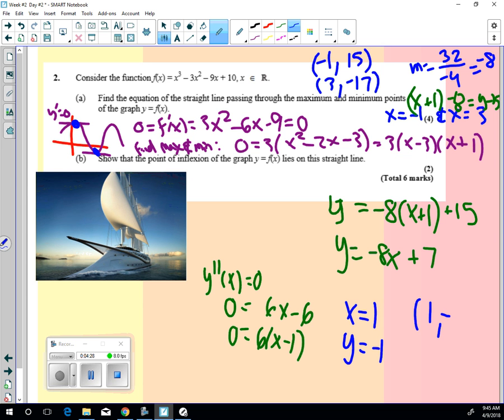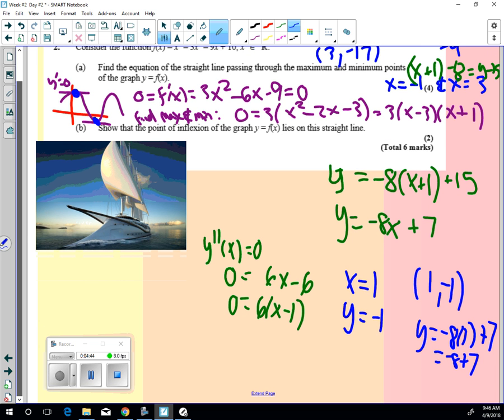We have to show that 1, negative 1 works here. What's negative 8? Let's see. Y is equal to negative 8 times 1 plus 7, which is negative 8 plus 7. What's negative 8 plus 7? Therefore, true. Exists on the line.